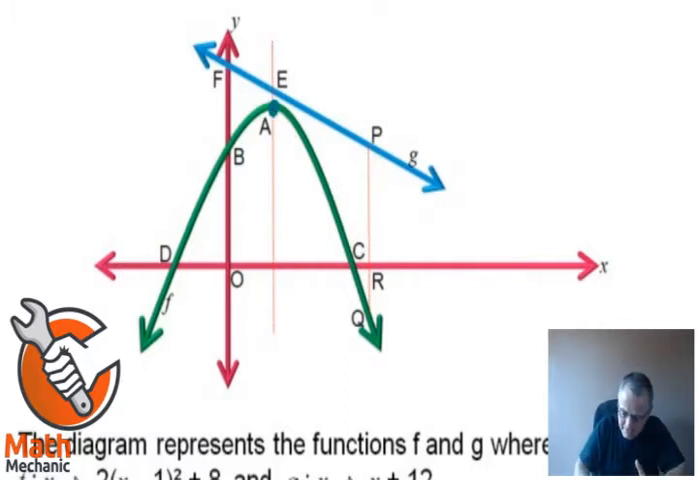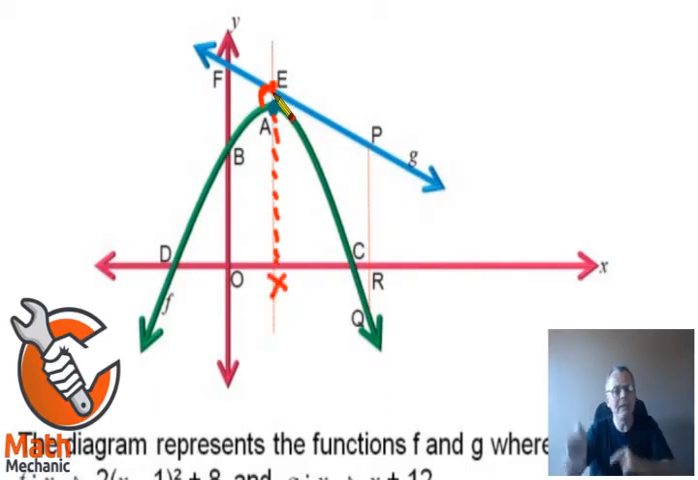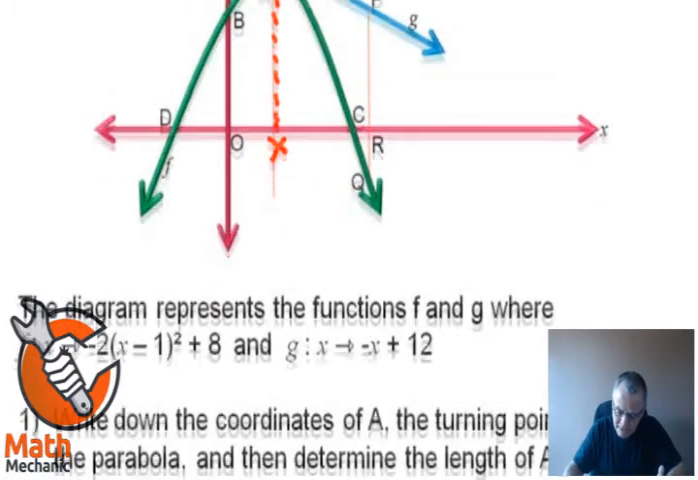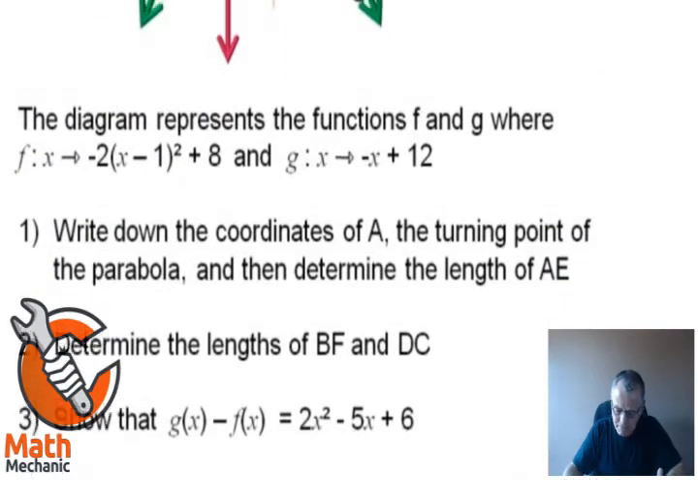And then they say find the length of AE. Now once you know what the x coordinate of the turning point is, that point over there, you also know what the x coordinate of point E is. And then you can substitute that into the equation of the straight line so that you can find the y coordinate of that point E, and you obviously have the y coordinate of A because that was the original question, finding the coordinates of the turning point, and then you have the distance between those 2 points, and that's it.